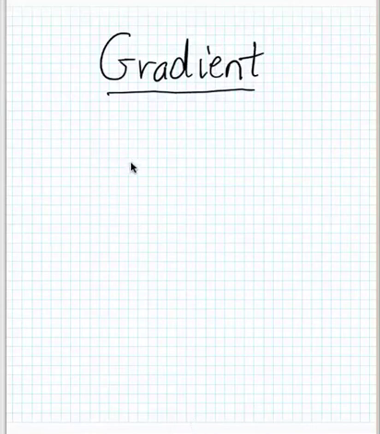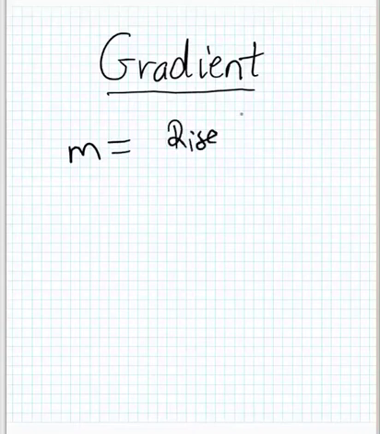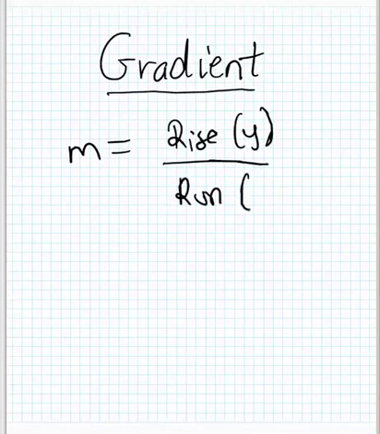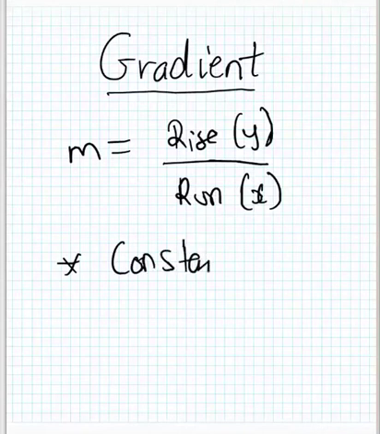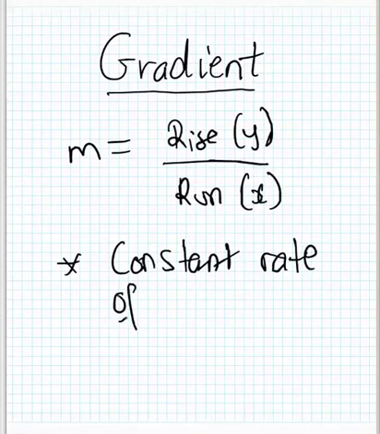Now, we also know to calculate the gradient, we've learned that m, which represents a gradient, is rise, or we look at the y-axis, over run, and we look at the x-axis. And there is a relationship between two things that are changing at the same time. And we know what the gradient actually is, it's a constant rate of change.